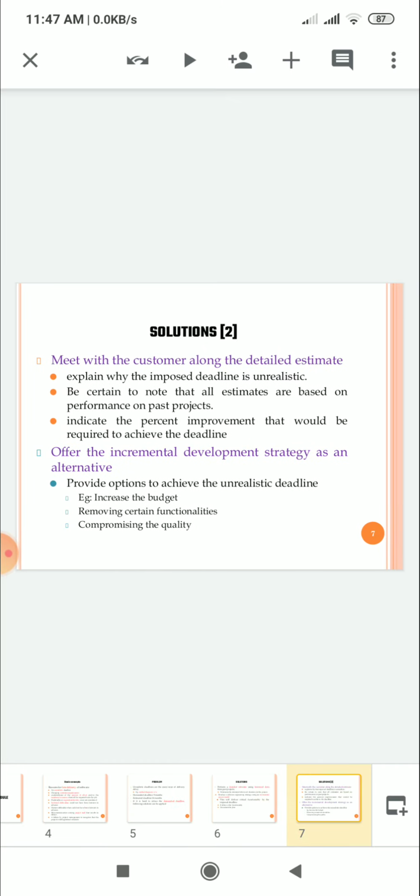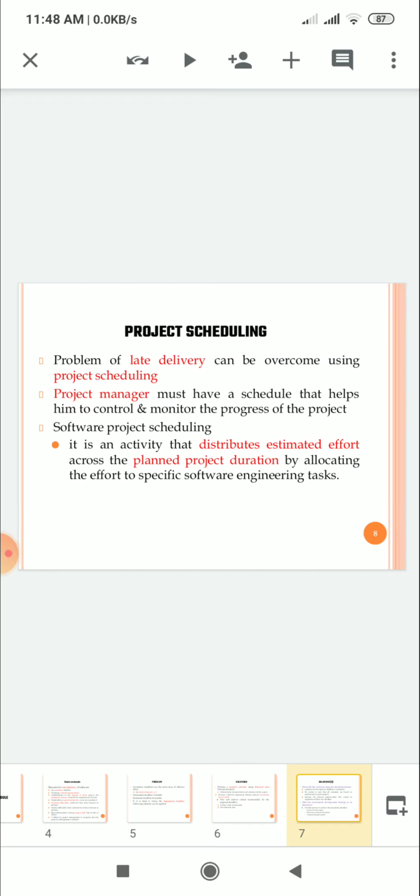Solution 2 is to meet with the customer along with the detailed estimate. You have to explain why the imposed deadline is unrealistic. Be certain to note that all estimates are based on performance on past projects. You have to indicate the percent improvement that would be required to achieve the deadline. We have to offer the incremental development strategy as an alternative. We have to provide options to achieve the unrealistic deadline, that is, increase the budget, remove certain functionalities, or compromise the quality.